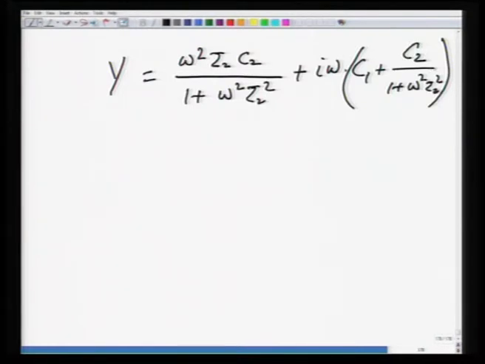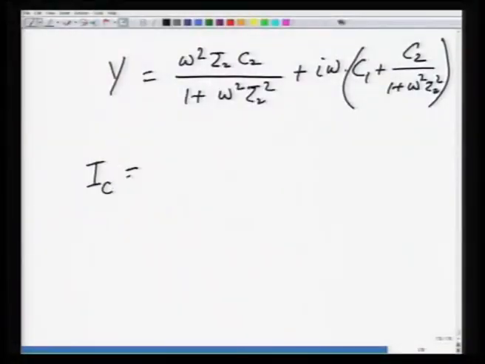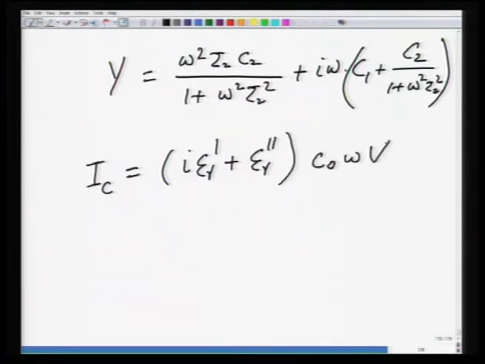So this is the expression for admittance. Now from the previous expression, if you remember in this module itself, when we worked out the representation of dielectric material under the influence of an alternating field, we came across an expression for charging current I C, that was nothing but i epsilon r prime plus epsilon r double prime multiplied by C naught omega V.